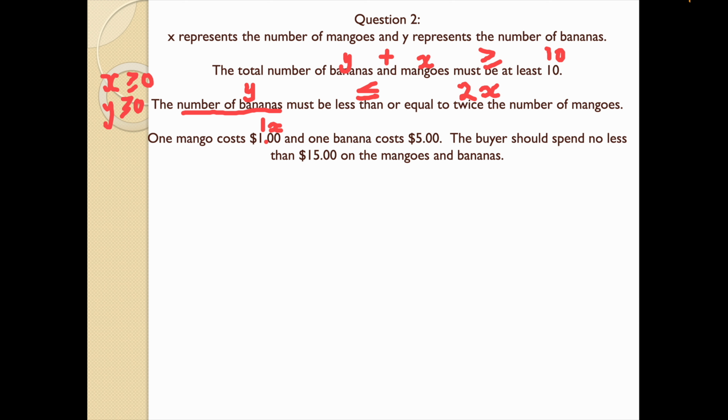So 1 mango is $1. Okay, so $1 times x, plus 1 banana, which is $5, so 5 bananas, so 5y. So 5y, the buyer should spend no less. So if you're spending no less, it has to be more than or equal to 15. All right, 15. Does that make sense? Getting easier now? Yep.